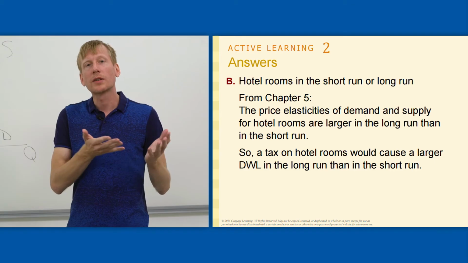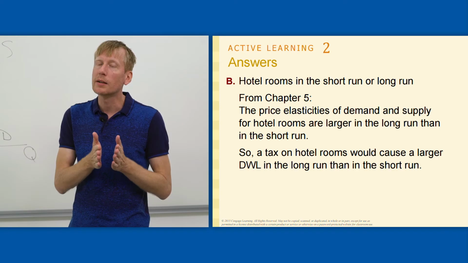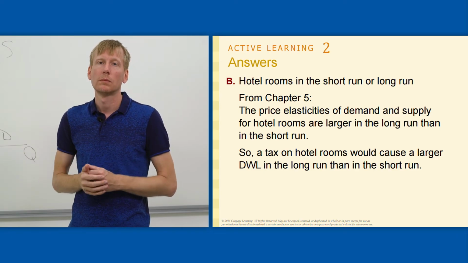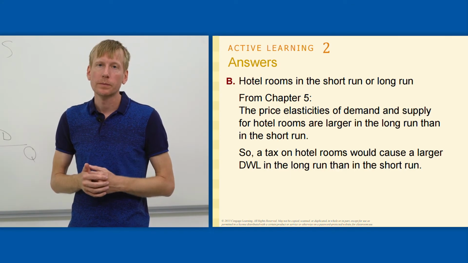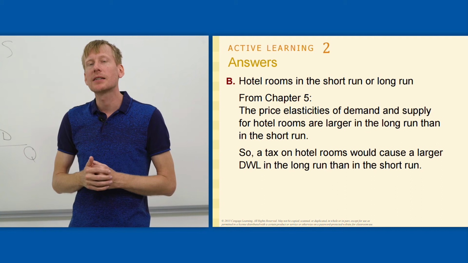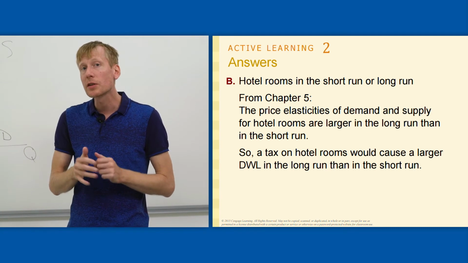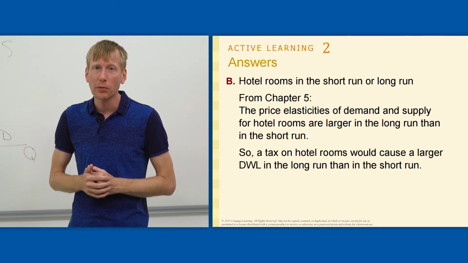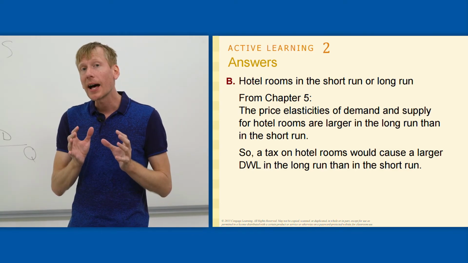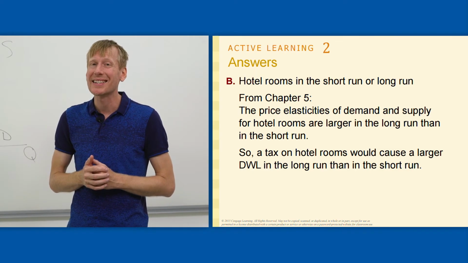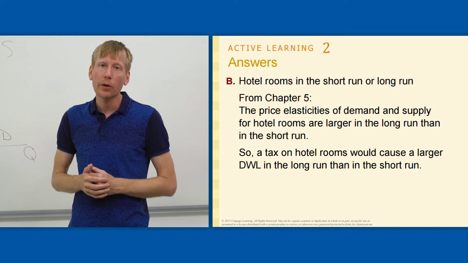Now, if we have hotel rooms in the short run, we already mentioned that in the short run, demand elasticities are low. So the responsiveness of consumers in the short run is also pretty low. And demand elasticities for consumers in the long run would be higher. But this also, especially in the case of hotel rooms, is very important for supply. The supply of hotel rooms is very inelastic in the short run, but very elastic in the long run, just like demand is.